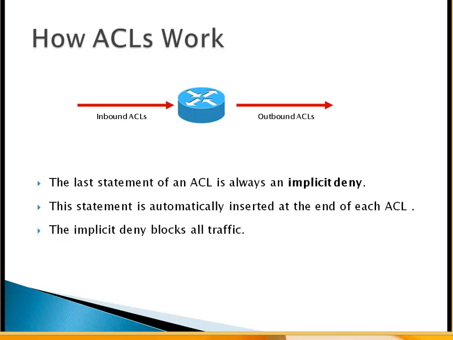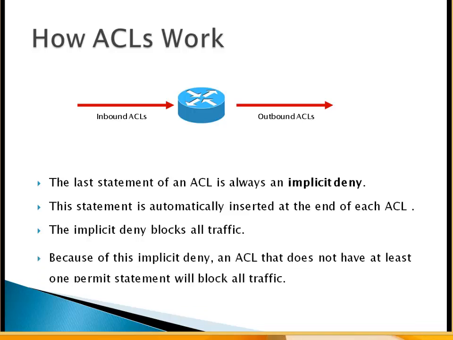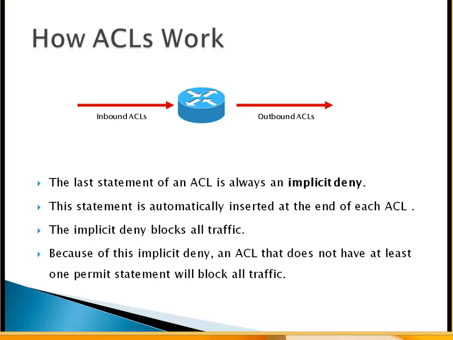The implicit deny blocks all traffic. Because of this implicit deny, an ACL that does not have at least one permit statement will block all traffic. So don't go out there and configure blocking here and blocking that and not have any permit statement. You have to have one permit statement or you deny everything.